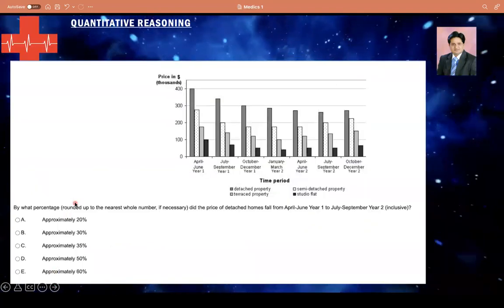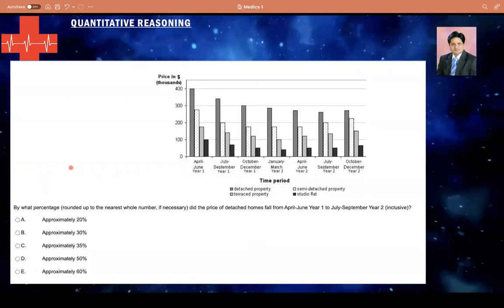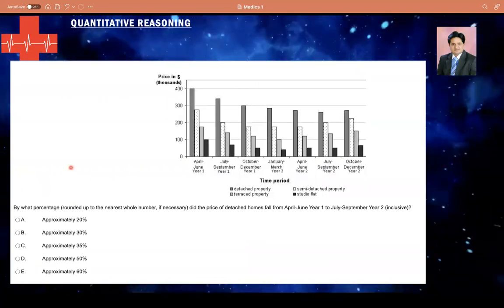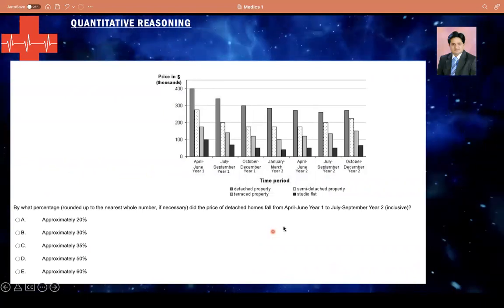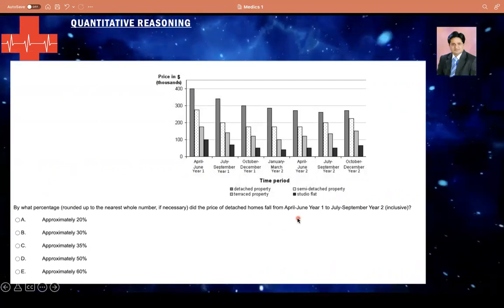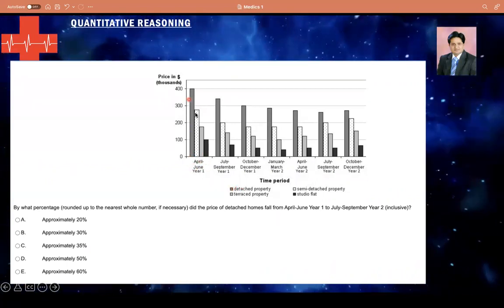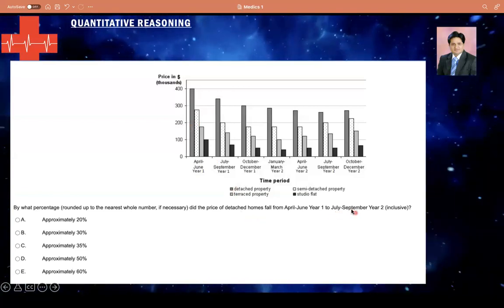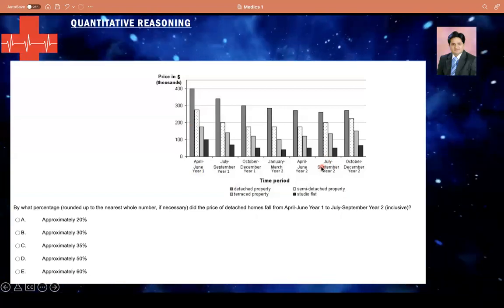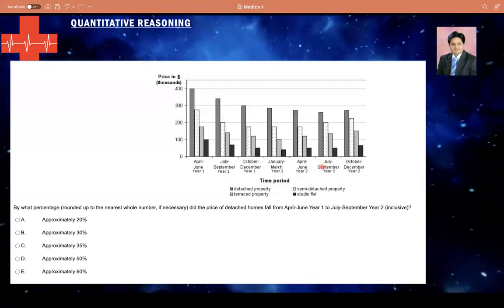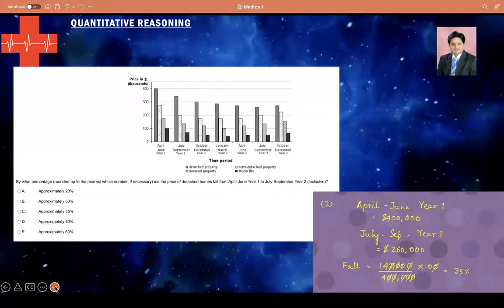All right, here comes your next question. By what percentage, rounded to the nearest whole number if necessary, did the price of detached homes fall from April to June year one to July to September year two? So pause the video and try to find the answer for this question.